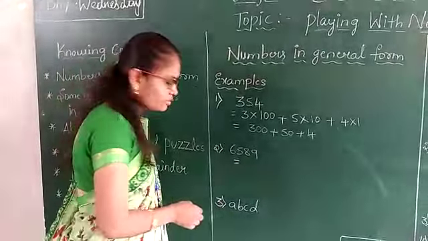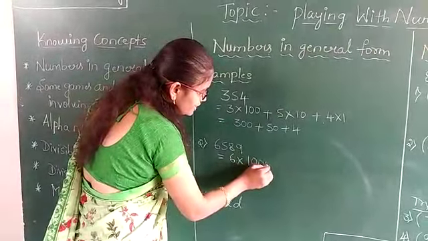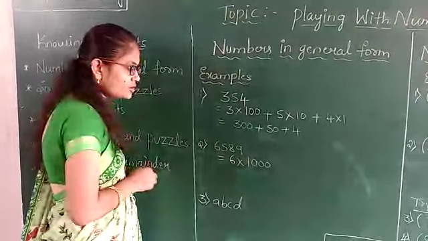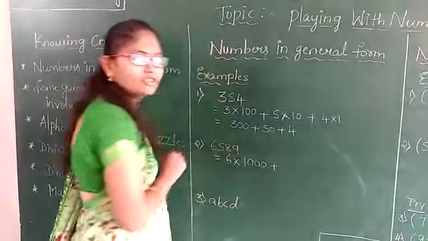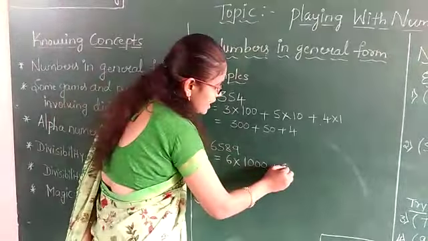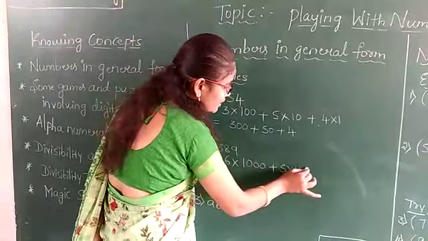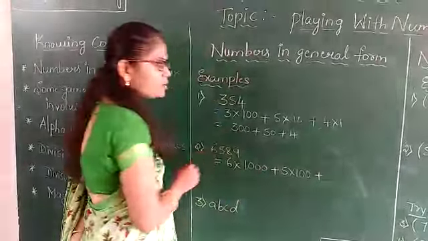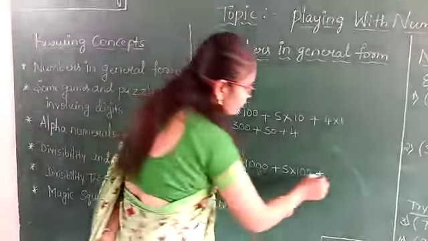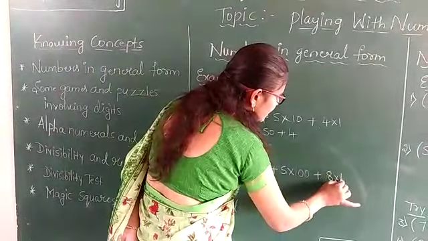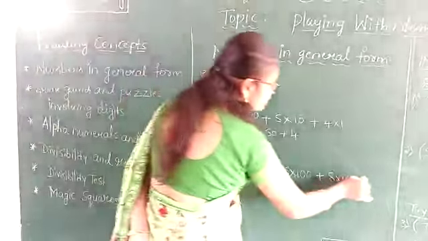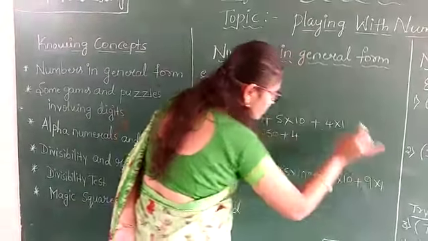First, 6. 6 is in thousands place, so we have to write 6 into 1000, plus 5 is in which place? 5 is in hundreds place, so we have to write 5 into 100. Next, plus 8 is in which place? 8 is in tens place, so we have to write 8 into 10. Next, 9 is in which place? 9 is in ones place, so we have to write 9 into 1.